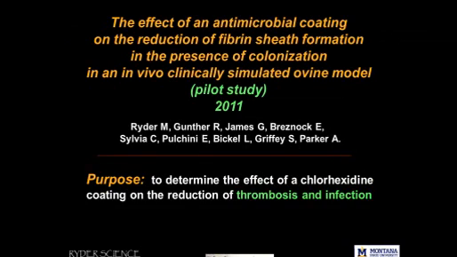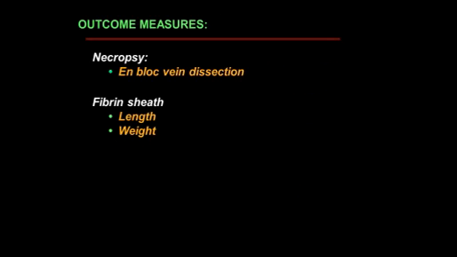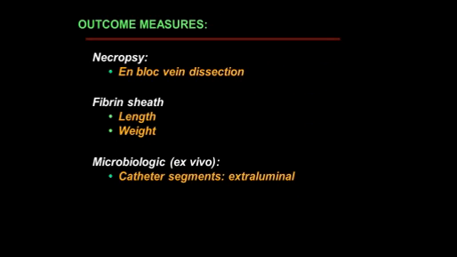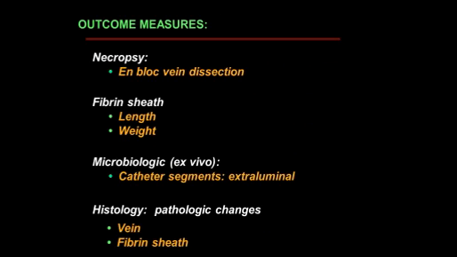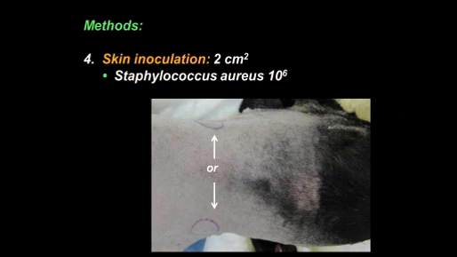So looking then at our last study, in terms of trying to determine the effect of the chlorhexidine coating on the reduction of both thrombus in the presence of an infection. Again, we used the same model for 31 days with the 2 control groups and the treatment group. Outcome measures were very similar here, with fibrin sheath length, microbiologic examination of the catheter surfaces, and the pathologic changes by histology. The methodology was the same as we followed in the first study.